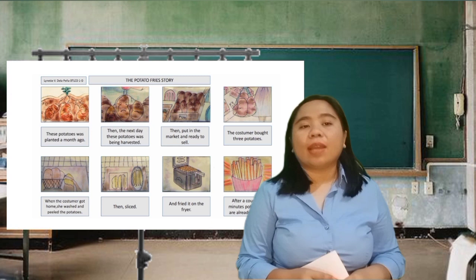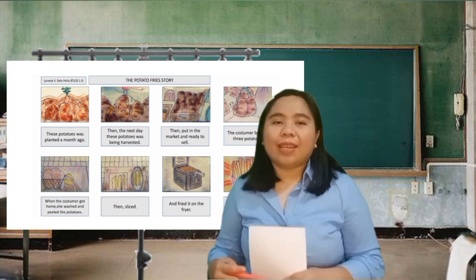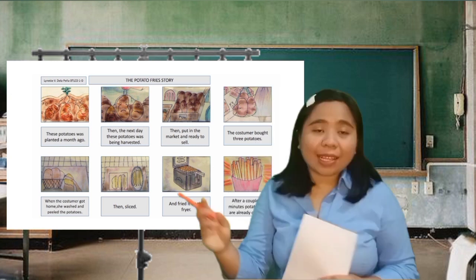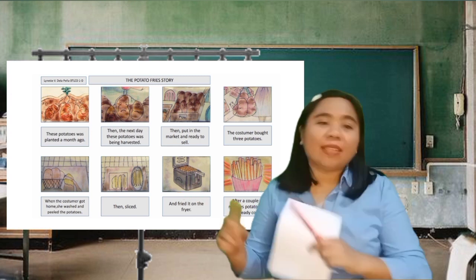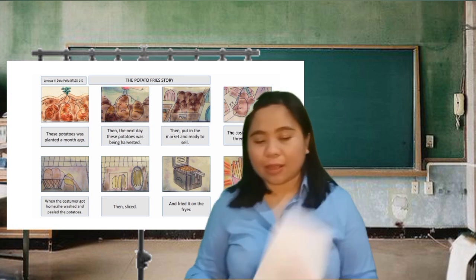To be fried. On the next frame, the potatoes are being sliced. And the next one, the potato is fried using the fryer. And the last frame, after a couple of minutes, the potato fries are already cooked. So that is the potato fries story.